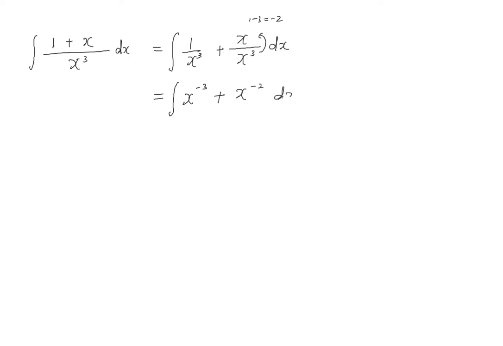So your indices have to be very good now. Negative 3 plus 1 is negative 2. Divide by the new power. Plus negative 2 plus 1 is negative 1. Divide by the new power. Plus C. So I have negative 1 over 2x squared minus 1 over x plus C.